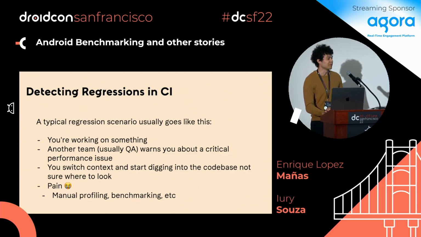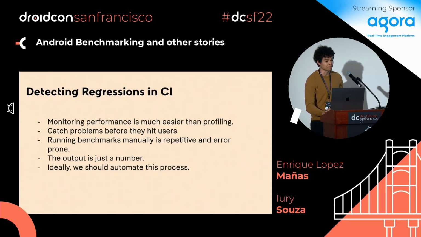Because you have to do a bunch of manual profiling, benchmarking, just manually doing stuff. So you want to improve on that. How can we do that? One way is to monitor performance instead of having to profile every time. If you have a mechanism that just sits there and warns you when something goes wrong, it's better than a team or someone warning you. This will allow you to catch issues before they hit the end user.